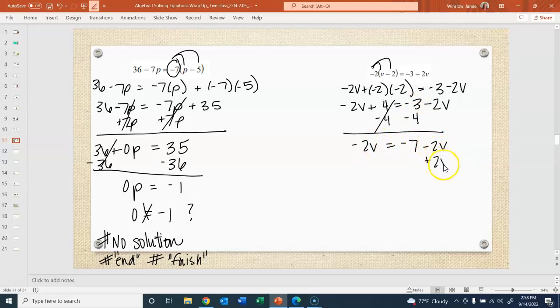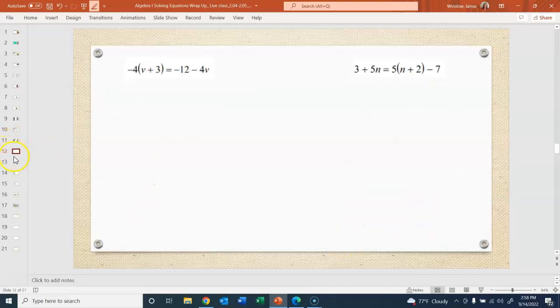And now we'll take the 2v over here. I'm sure you can see what's happening. You get 0 equals -7. Is that true? No. That's no solution. All right, let's get the next ones. Very similar. I'm excited to see what happens though.